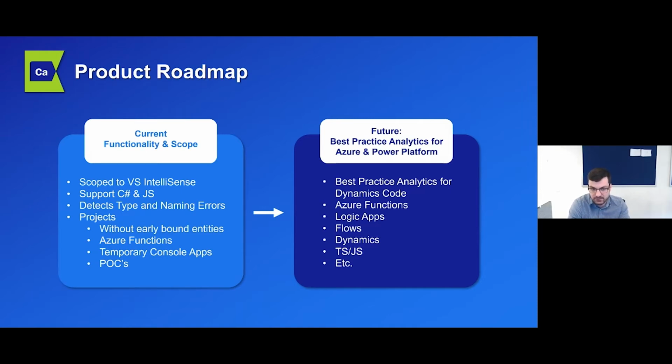So our solution, our product, is basically scoped to IntelliSense and of course some error analysis and some comments. We also detect types and naming errors and so on. But the main reason why the solution is helpful for you is, as I said, for projects without generated code, so without early bound entities, but also for small things like Azure Functions or console apps, to fix some code. We will see it in the examples later.